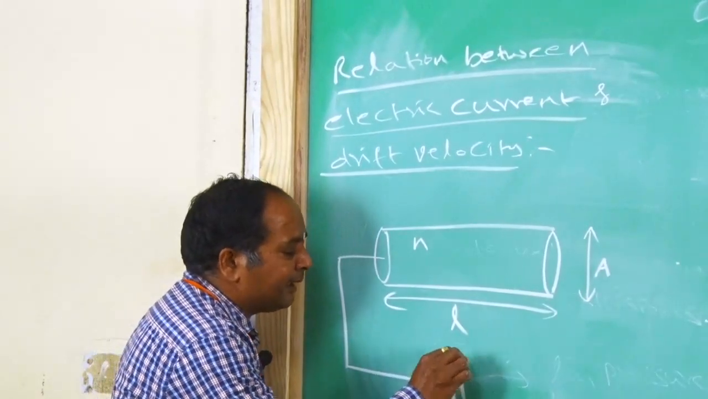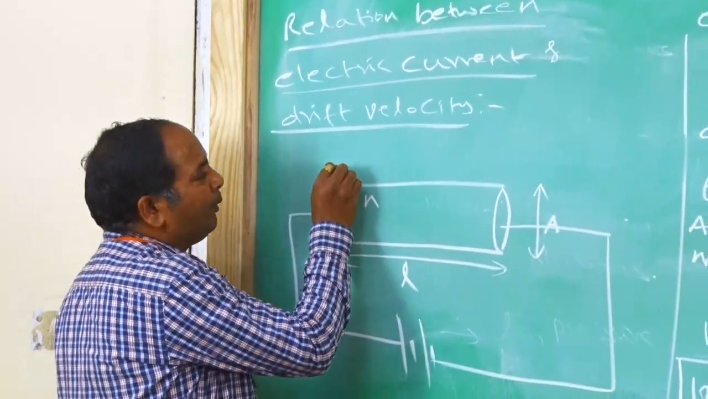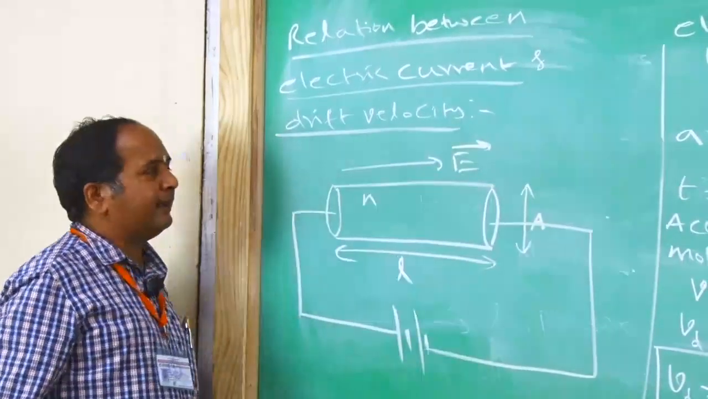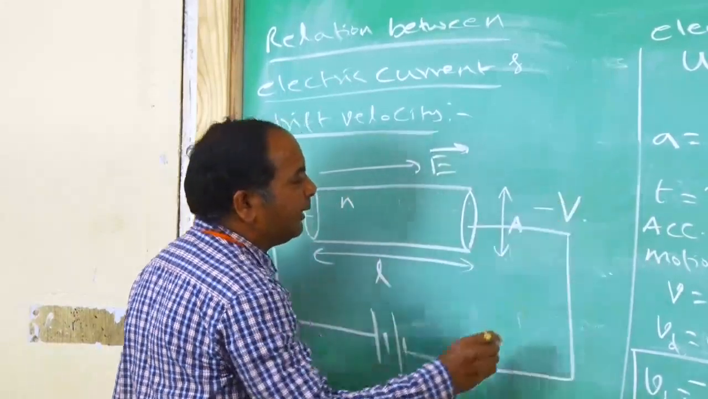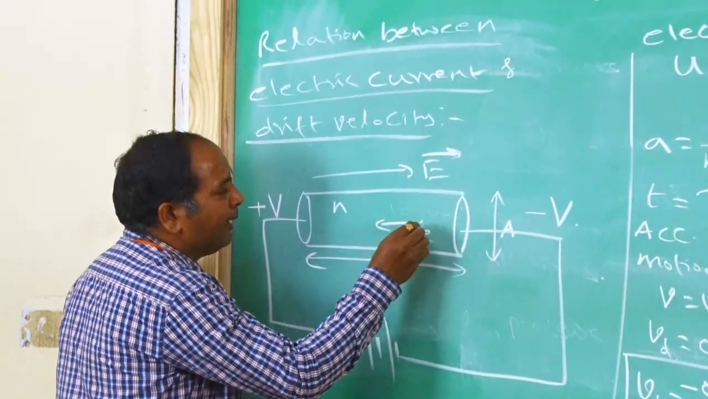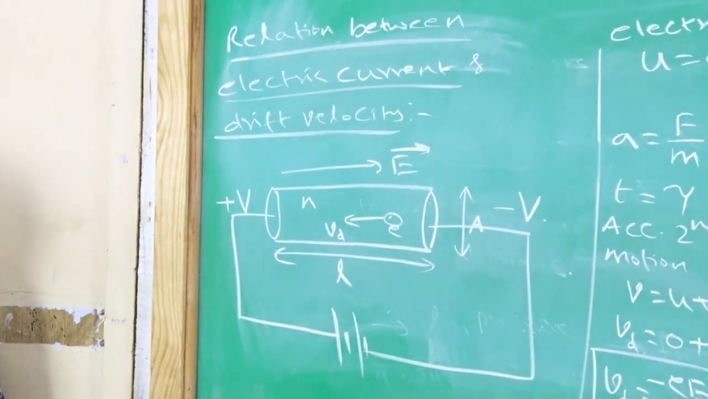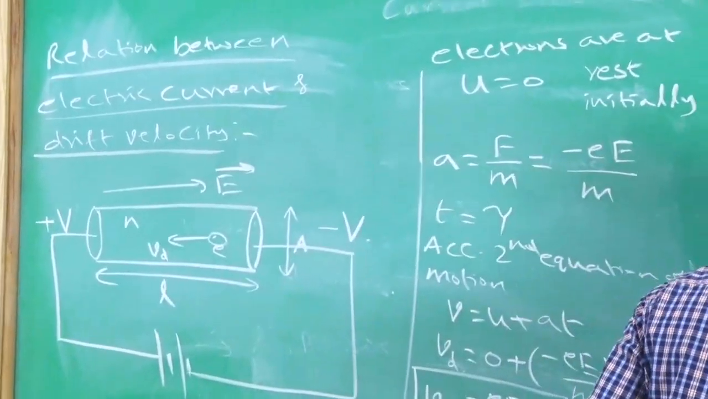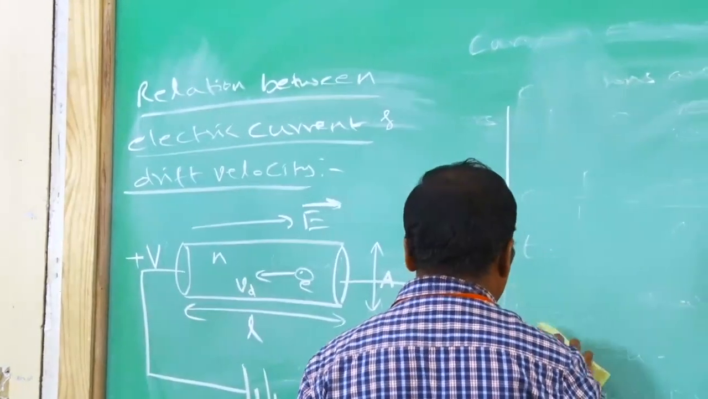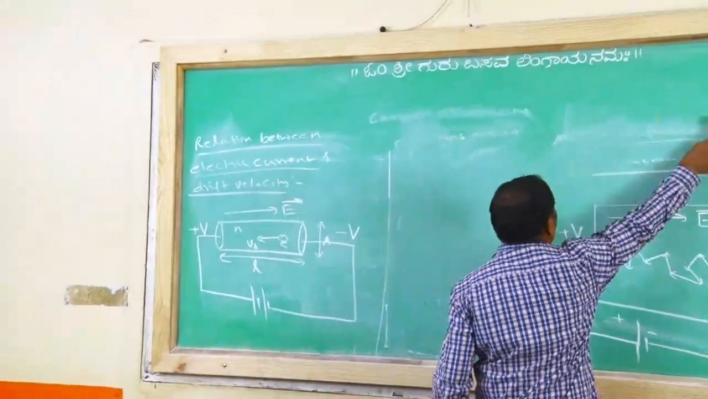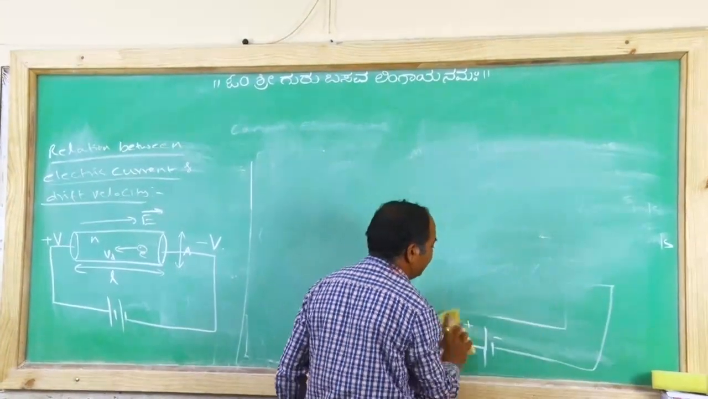If both ends of the conductor are connected to a battery, then if this end is positive, this is the direction of the electric field, E bar. With positive potential here and negative potential here, the electrons are moving from negative potential to positive potential with a drift speed Vd. Now I want to establish the relation between electric current and drift speed. Already we know about electric current: the rate of flow of electric charge is said to be electric current.